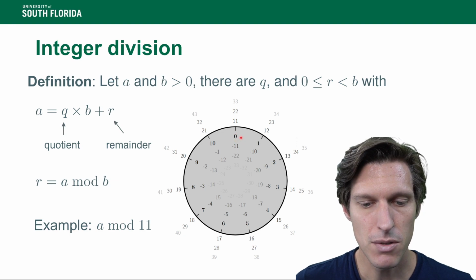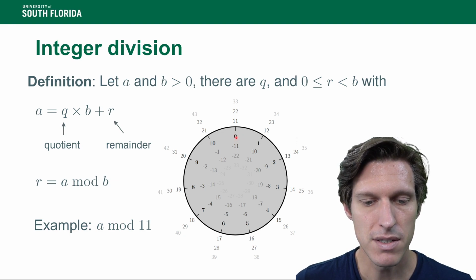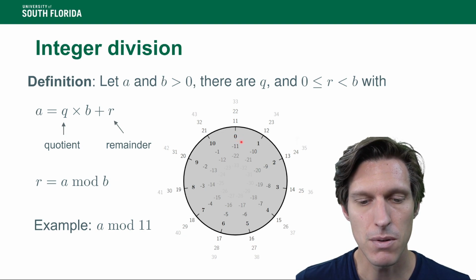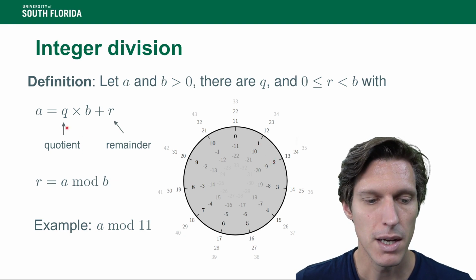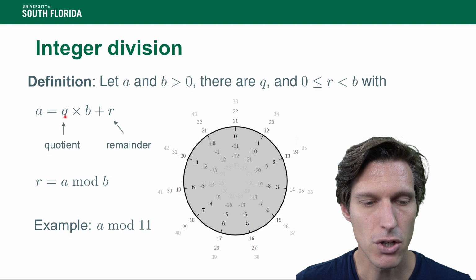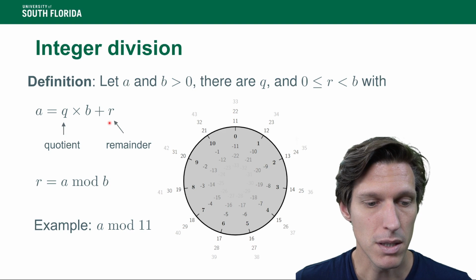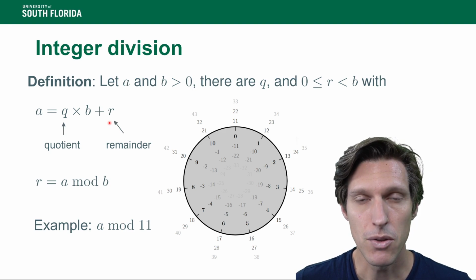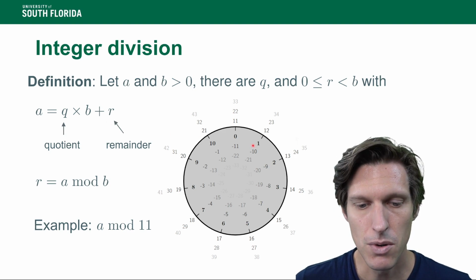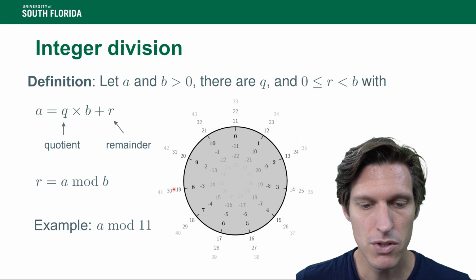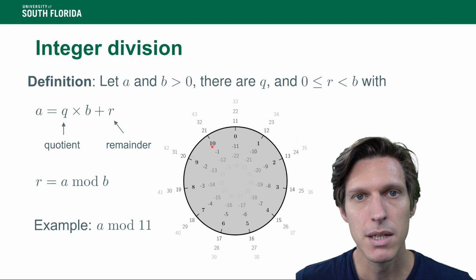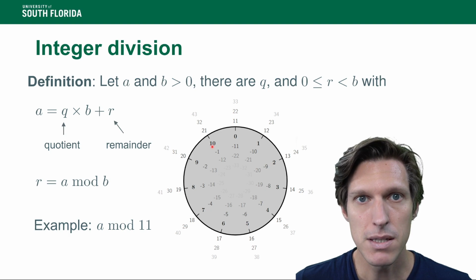If you take 0, for example, 0 mod 11 is still 0. 1 mod 11 is 1. 2 mod 11 is 2. You can see that because you can take the quotient to be 0 and set the remainder to be the same number, R is A in this case. So for 0, 1, 2, and so on until 10, A mod 11 is still A.